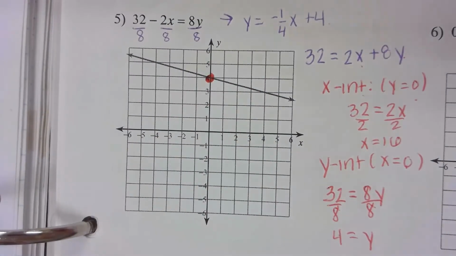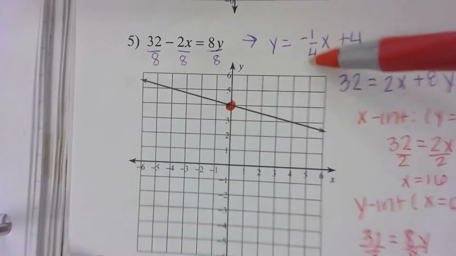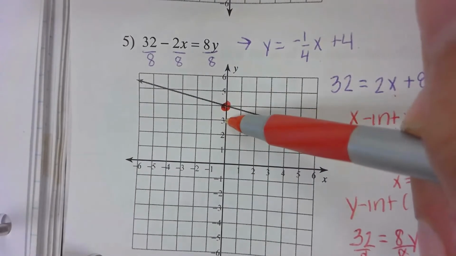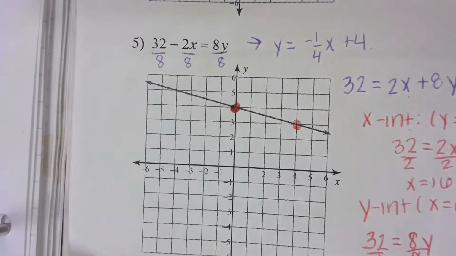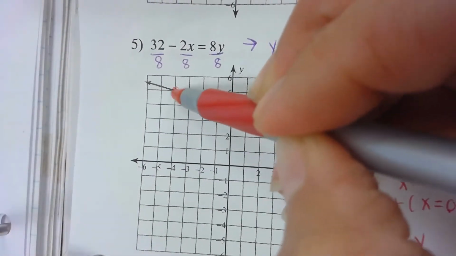And again, if I put it into this form right here, I see that my slope is negative 1/4. So that tells me I go down 1 and right 4, or up 1 and left 4.